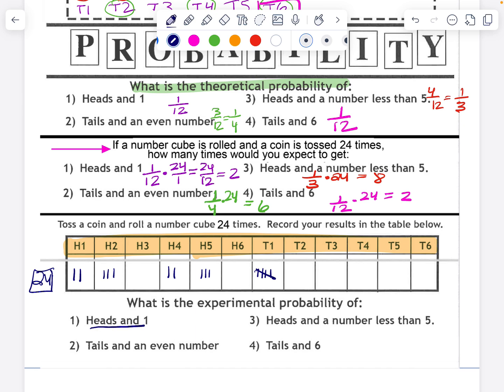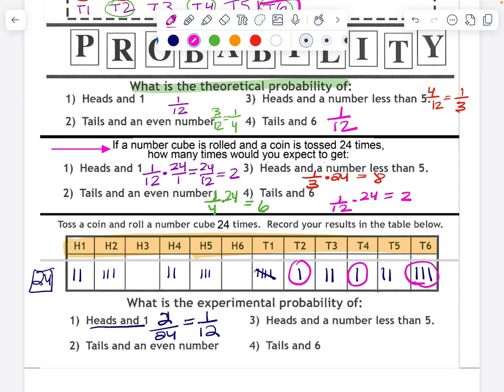Now, it's not always going to be exactly what you think. How many do I have on here? 5, 6, 7. So this is 15, 16, 17, 18, 19, 20, 21, 22, 23, 24. Let's just say that's what I got. I didn't actually do it. But if it asked you, what's the experimental probability of getting tails and an even number, that would be here, here, and here. That is 5 out of the 24 tries. So we actually expected to get it 6 times, but only got it 5 times. There's a little bit of a difference there.